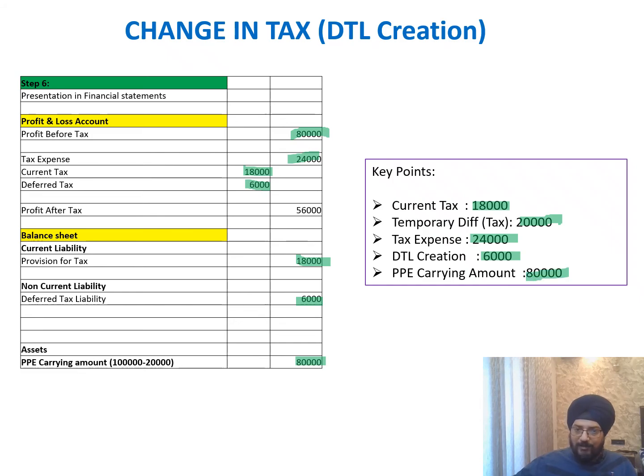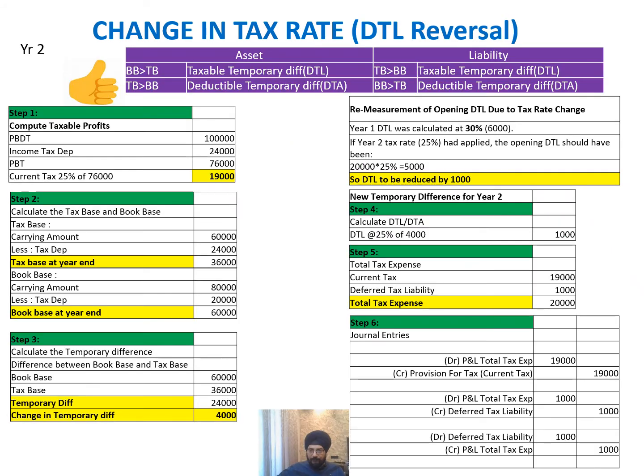So we'll quickly move to the next slide and see the impact in the next year, which is year two. Okay, so we are in year two. Let's quickly look at the facts here. So in year two, what's happening? My PBDT, I'm assuming the same, 1 lakh rupees.